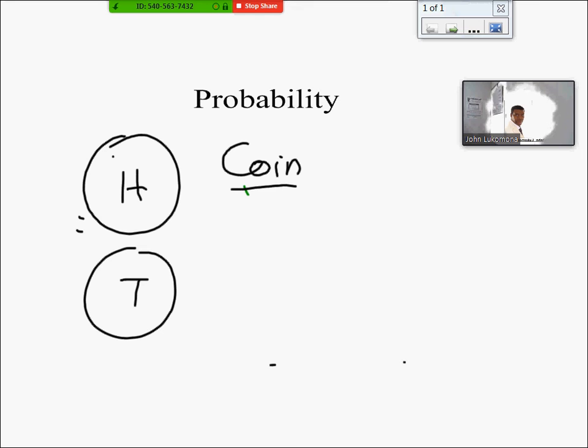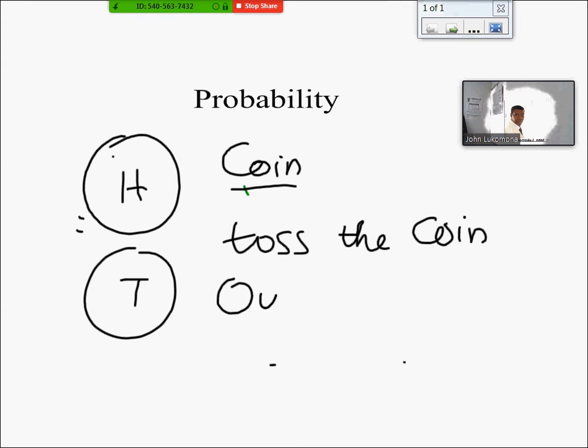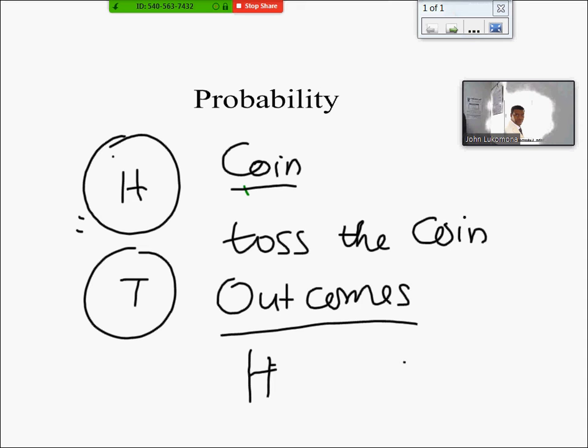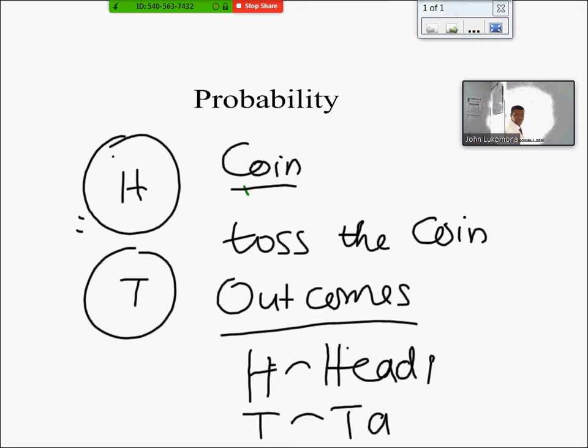When a coin is tossed, when I toss the coin, what outcomes do we have? What are the possible outcomes? The first outcome could be head or tail. So there are only two possibilities. I'll go over again. There are only two possibilities. The coin can land as heads, or the coin can land as tails. Why? Because there are only two possibilities. There's a head and a tail. That's all.